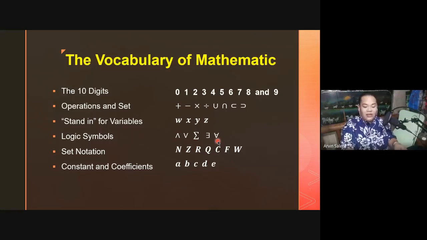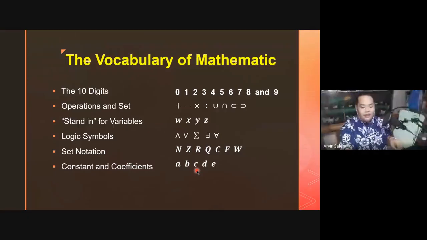Okay, the set notation. N, Z, R, Q, C, F, W. Capital letters are used for these. I would like to emphasize that N stands for natural numbers or the counting numbers, such as 1, 2, 3, 4, and so on. The counting numbers or the natural numbers start with 1. When we count, we always start with 1.